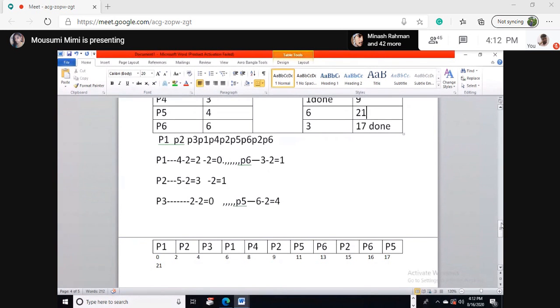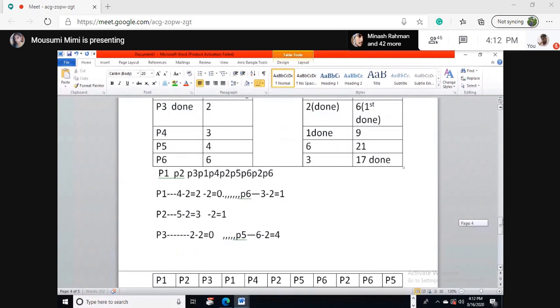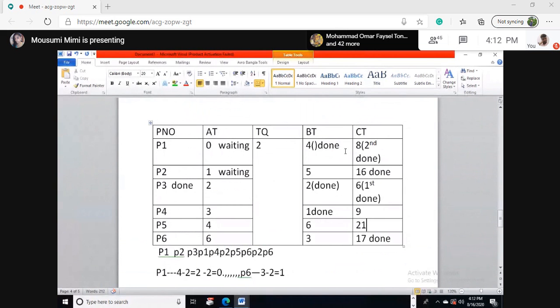Guys, is this math clear, or do you have any confusion? The same math is given in the slide, but in the slide some of the calculations are wrong. So don't follow the slide. Follow the calculation which I have done here. You just need to understand it. Guys, is it clear or are you confused? Tell me.